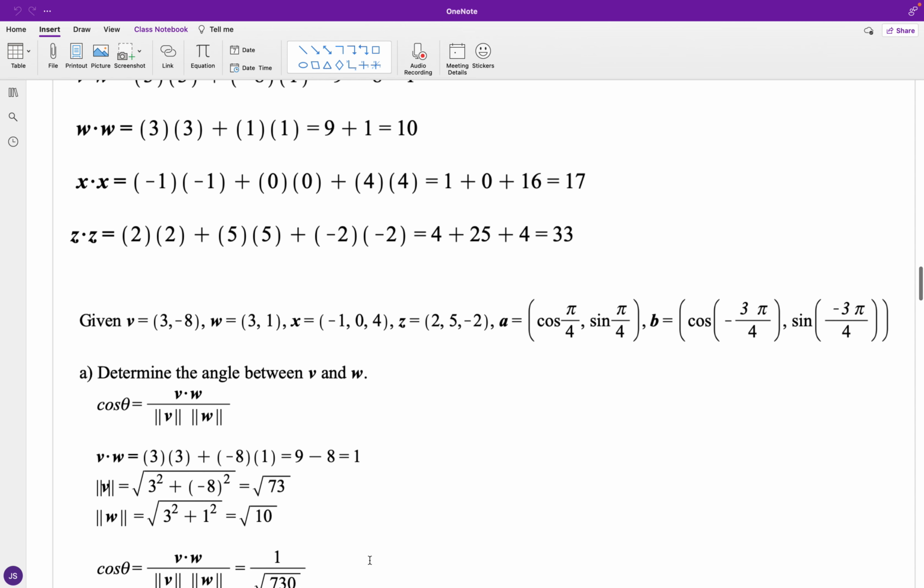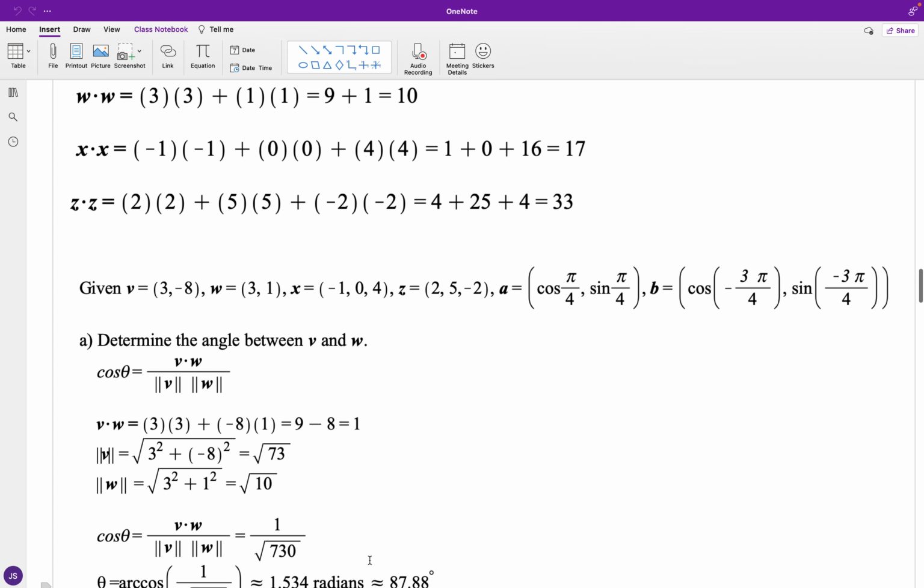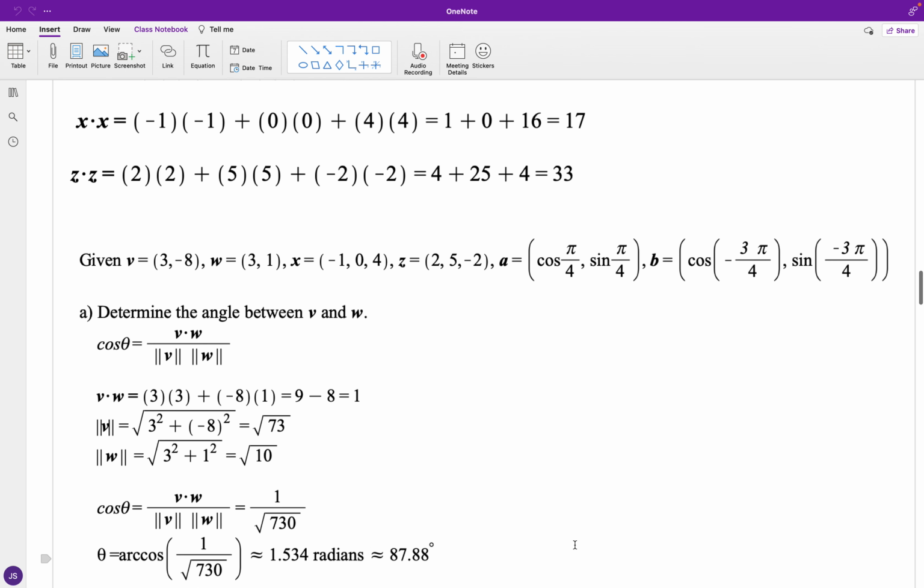And for the cosine of the angle between the vectors V and W, we got the cosine of theta. This will be 1 over the square root of 730. And for theta, you're taking the inverse cosine, or arc cosine, of 1 over the square root of 730. In terms of radians, this will come out to about 1.534 radians, and in terms of degrees, about 87.88 degrees.